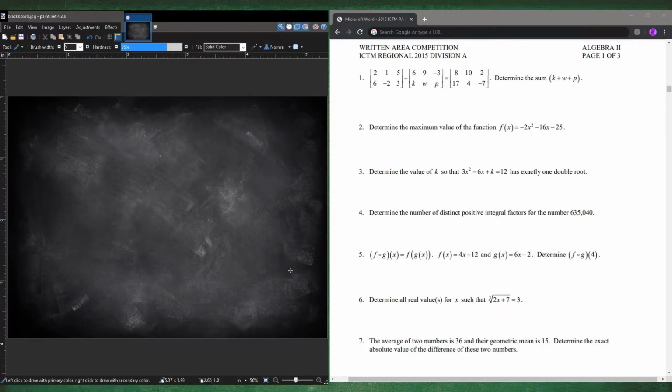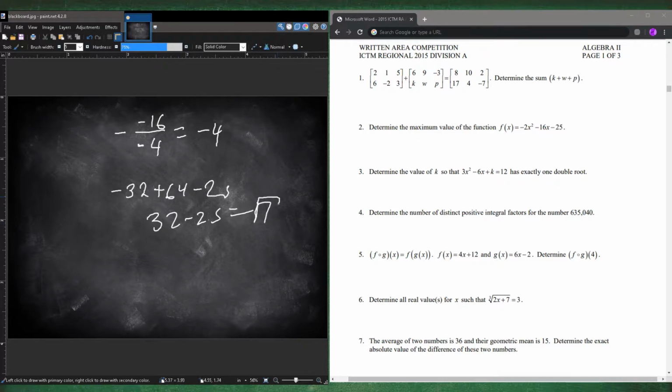Another way to do it is you could use negative b over 2a. So b is negative 16 over 2a, which is negative 4. Negative 16 divided by negative 4 is 4 times negative 1 is negative 4, right? You can plug that in to x, so that's negative 2 times 16, so that's negative 32, plus 64 minus 25. So that's 32 minus 25 is equal to 7. And that's another way to do it.